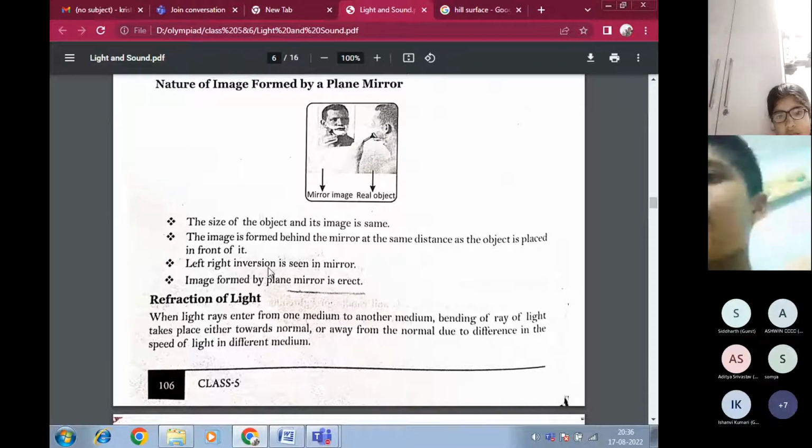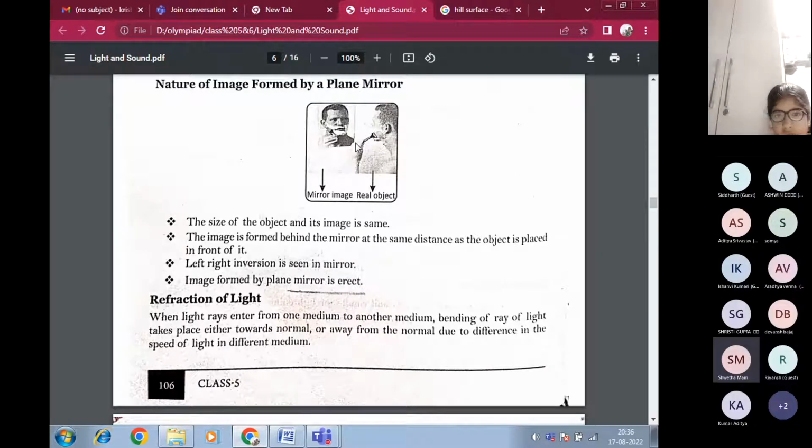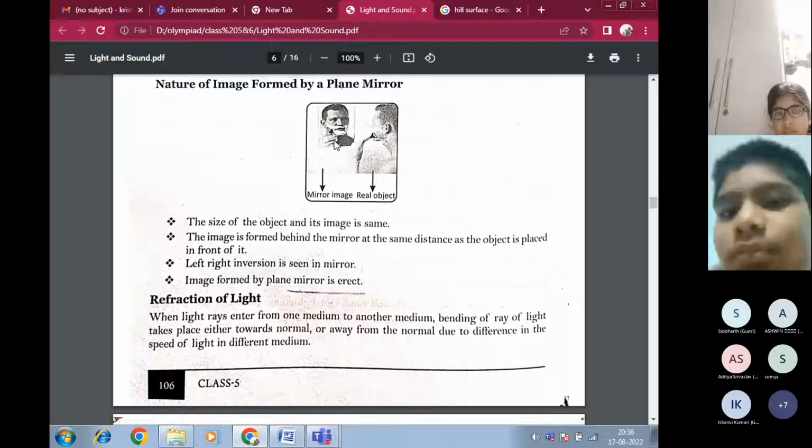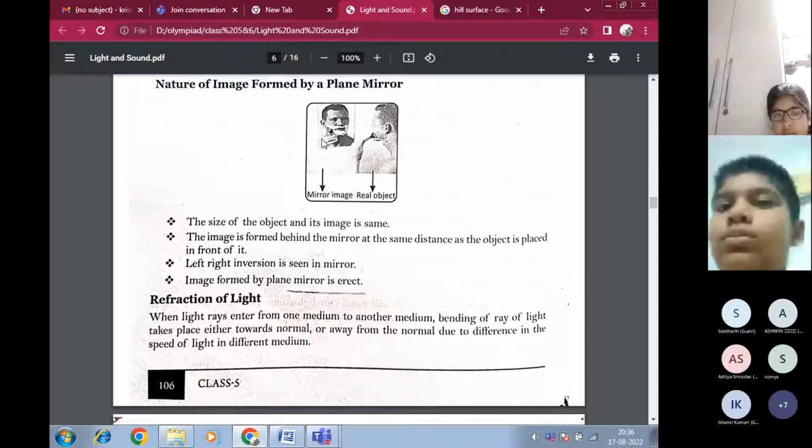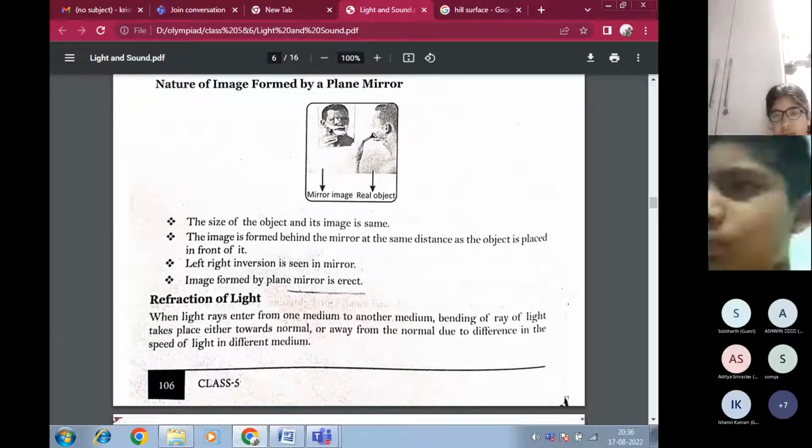Next, you know that there is left and right inversion. Left-right inversion will take place in a plane mirror, and whatever image you see in the plane mirror.